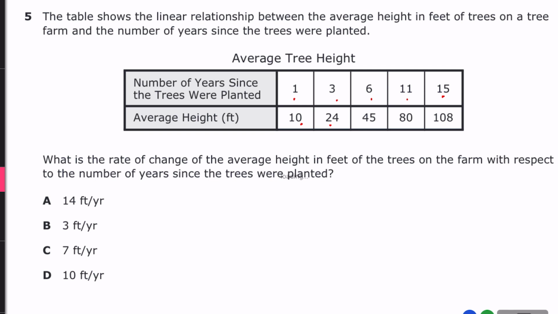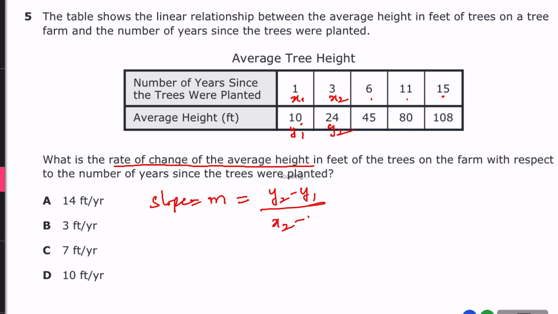So now here, how do you find out the rate of change of the average height in feet? We'll take this as x1, this is x2, this is y1, this is y2. The formula for the rate of change is nothing but your slope. So slope is equal to y2 minus y1 divided by x2 minus x1, which is equal to 24 minus 10 divided by 3 minus 1, which is equal to 14 divided by 2, which is equal to 7. So 7 feet per year, that is, the fifth answer is C.